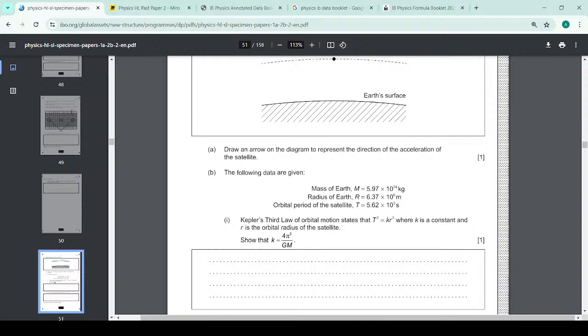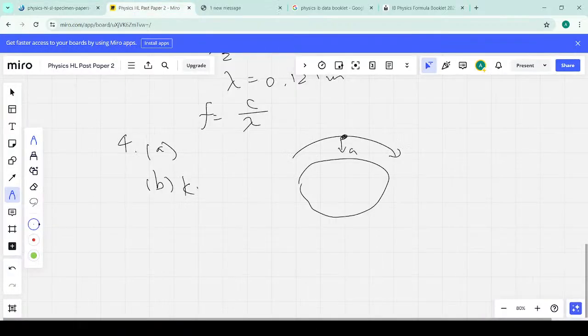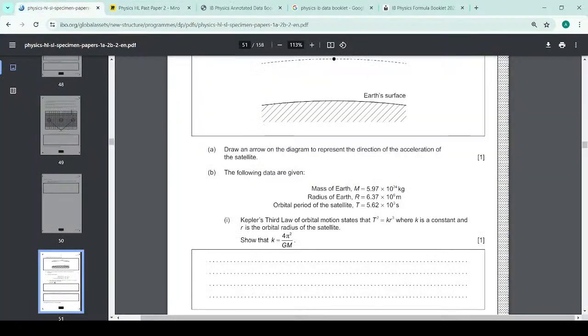So it wants us to show that k equals 4 pi squared over GM. Yeah, I don't think we learned Kepler's, right? Show that k equals 4 pi squared over GM. Okay. So first of all, we need to represent k using T squared over r cubed. So then we want a relationship between T and r.